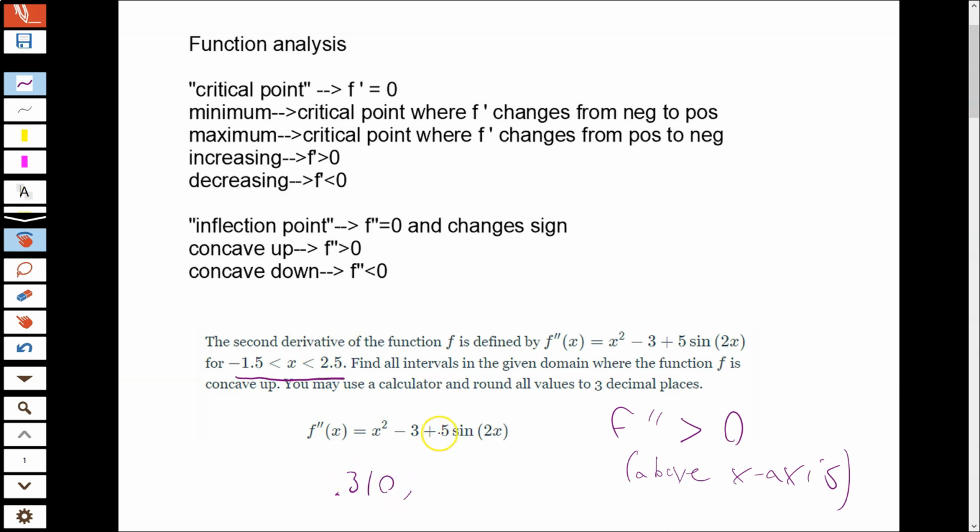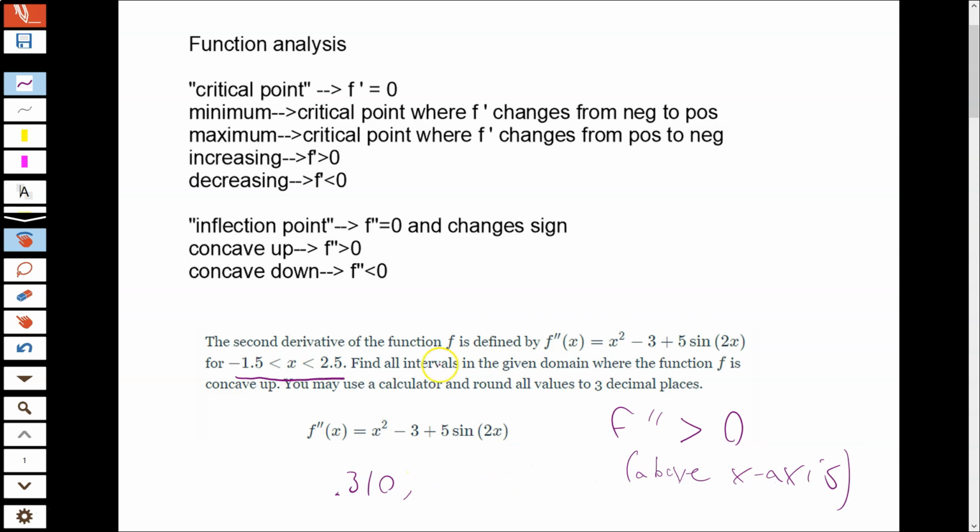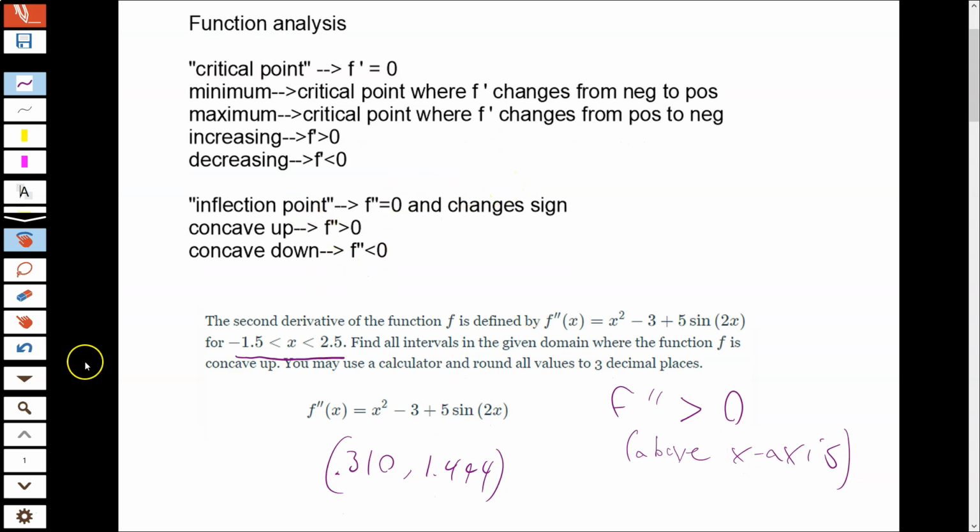And then we're going to do it again. So same thing, second calc 0, because we want the other bound now. And now left bound, I'm going to go between the two. Enter. Right bound, I'm going to go to the right of my 0. Enter. Guess. You're going to be like yes. And you're going to get 1.494 is how you're going to round that. So this is our concave up interval, so where the graph is above the x-axis.